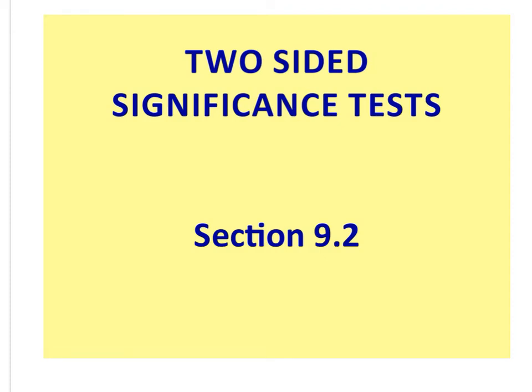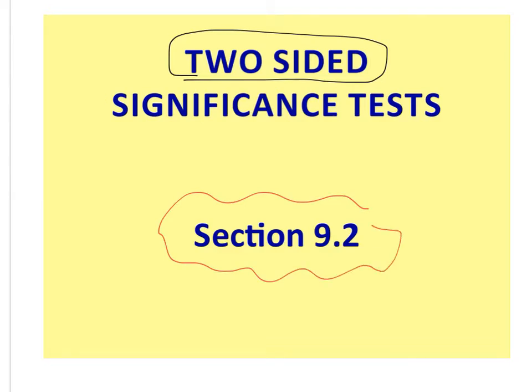Hello, so today we are going to talk about a two-sided significance test. Make sure you watch how to conduct a significance test before you watch this video. This is the second type of significance test that we're going to talk about regarding the alternative hypothesis. This is section 9.2 in your textbook. Please go there to look at extra examples, and your one homework problem corresponding to this section is there.